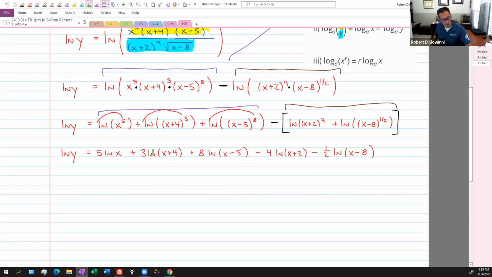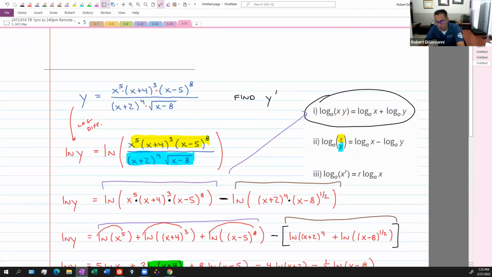Question. Can I take this natural log of x plus 4 and turn it into natural log of x plus natural log of 4? What do you think? I'm seeing heads shaking no here. No, we can't. That's not the way logs work. The only way you can split a log into two logs is if you have multiplication inside the log. Then you can split it.